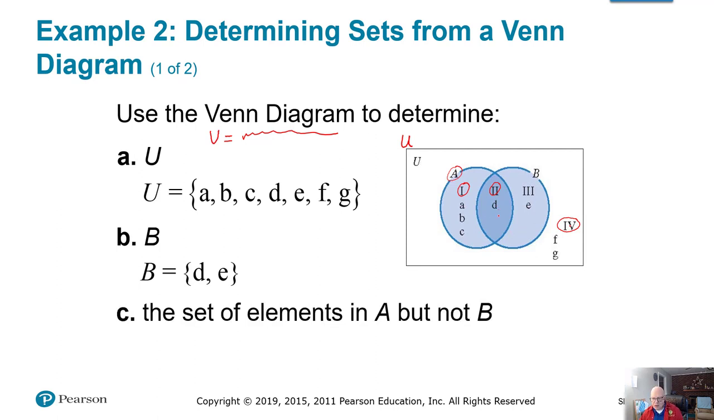We don't want things that are in B. So scratch this out, and what we have left is the elements in A that are not in B.